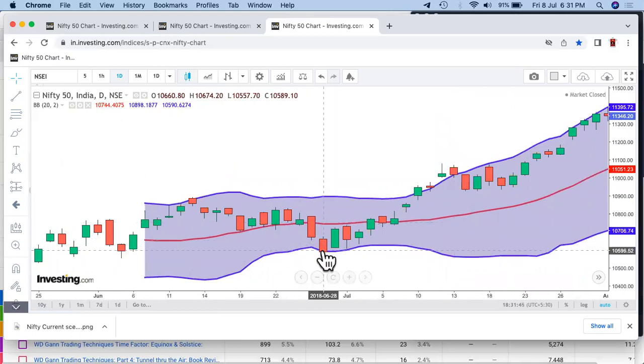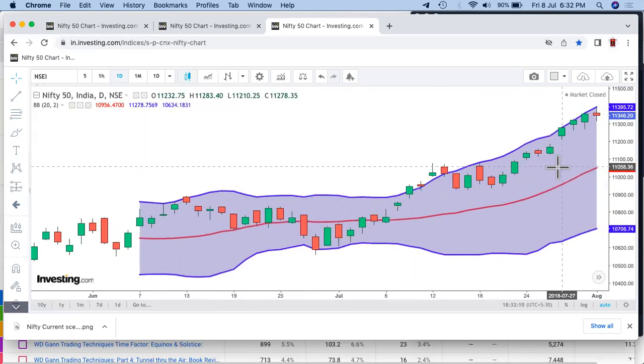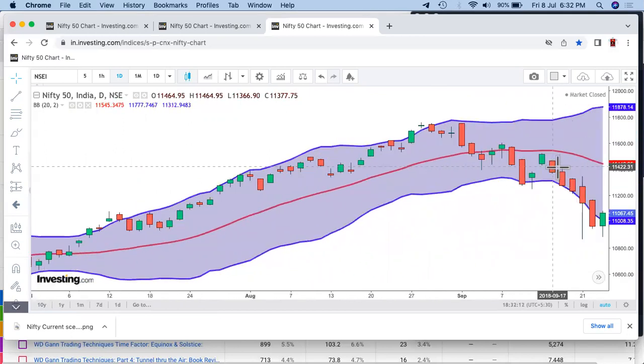Touching the Bollinger Band, coming up, taking a support at the moving average, or maybe the median which is there, and then it started moving up, right? So if it crosses down, takes a support on the top side, and if the moving average is also trending upwards, it is again moving up, right? So simple as that, very simple to understand.